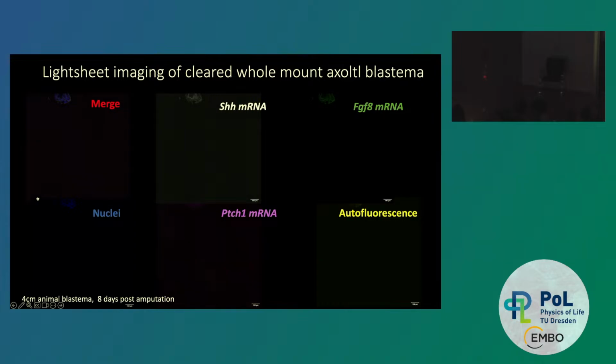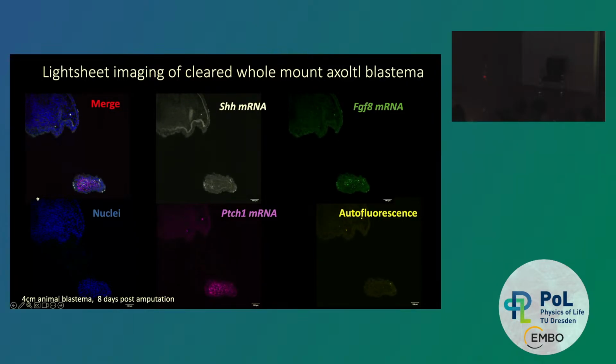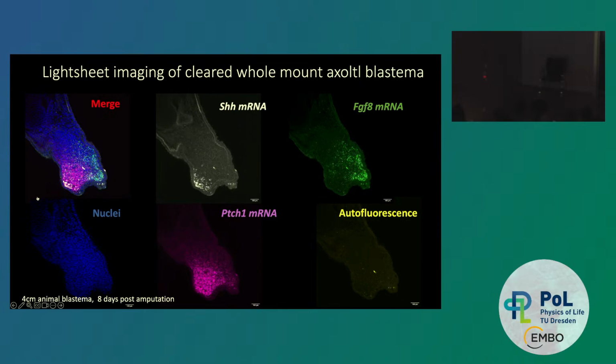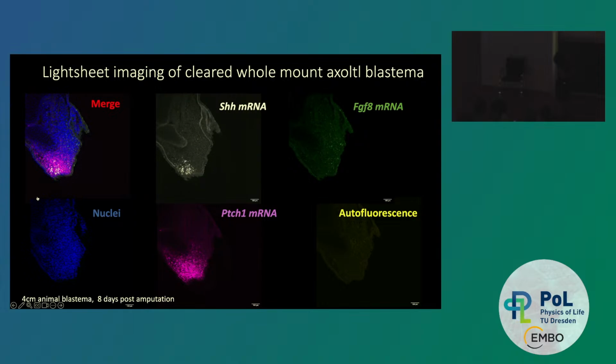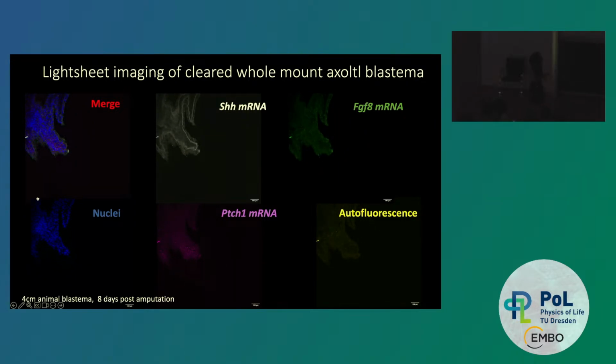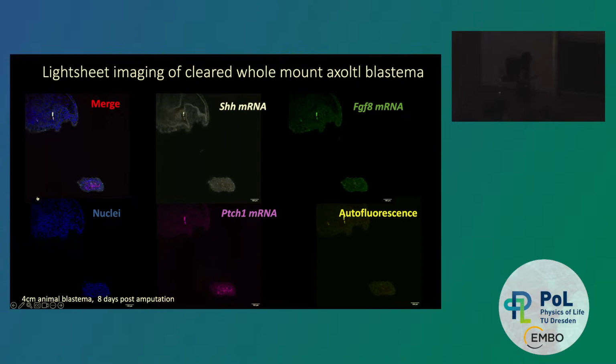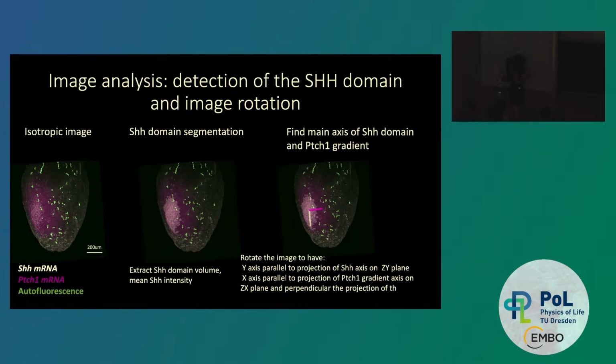So you see here, for example, the Patched 1 RNA. Here's Sonic, it's in a smaller zone. And so this is just playing through the stack of these blastemas. So then you can see the autofluorescence here. These are blood cells. But you can see in white the Sonic Hedgehog mRNA. And so he performs automated image identification to identify the Sonic domain and the Patched domain.